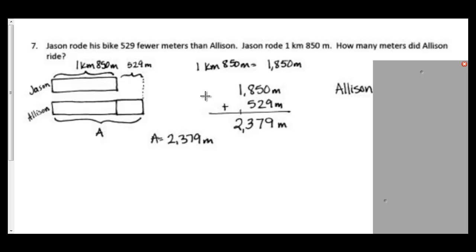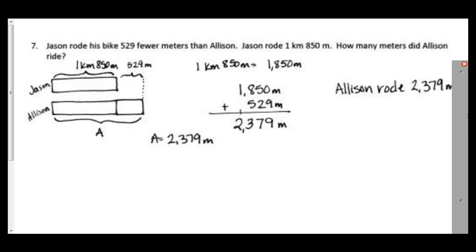The first thing I did was I went ahead and changed 1 kilometer, 850 meters to 1,850 meters. Then I added my 529 meters, and that gave me 2,379 meters. Now, it does say how many meters did Allison ride. So if you left it as kilometers and meters, then that wouldn't be correct. If you said 2 kilometers, 379 meters, that doesn't really answer the question, how many meters did Allison ride? So you needed to go ahead and do that one extra step to make sure that you had it in meters.